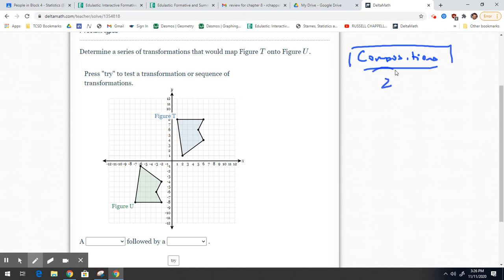So we're using two different transformations to get from what? T to U. Okay? So, it's not going to be just one translation, one rotation, one reflection. It's going to be a combination of two. So again, I'm still going to kind of think of it the same way.